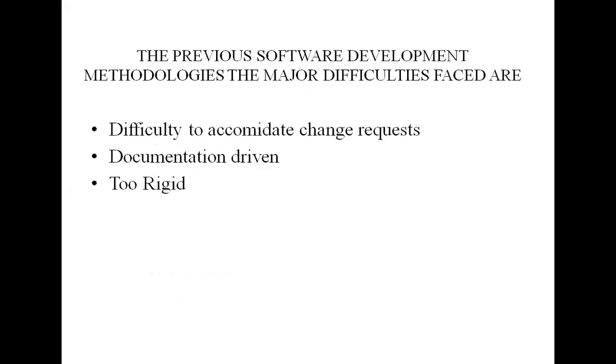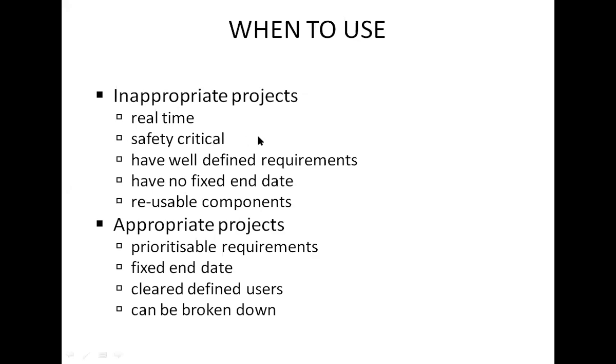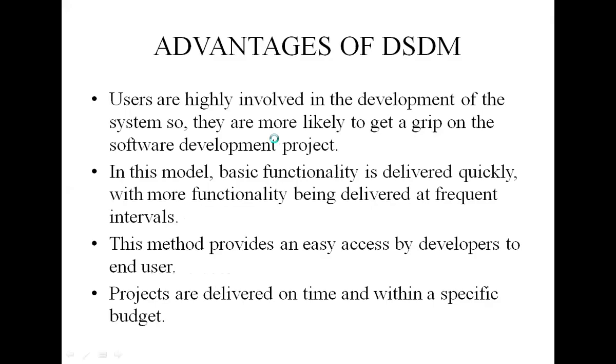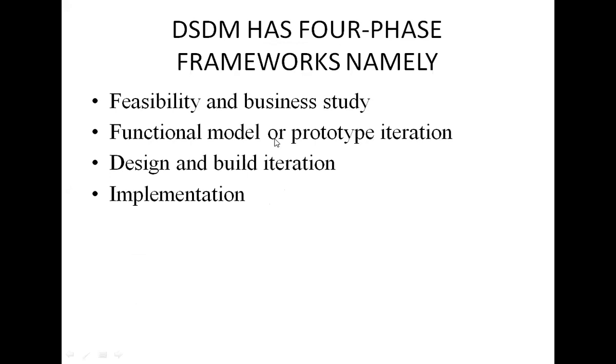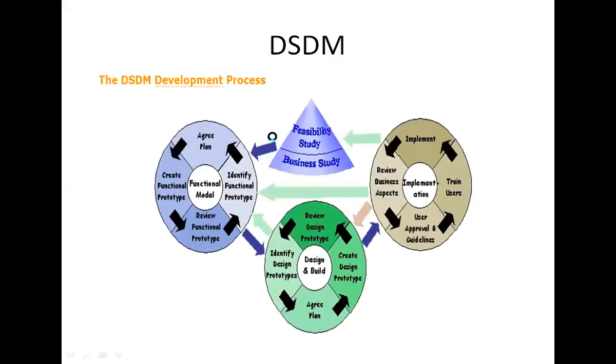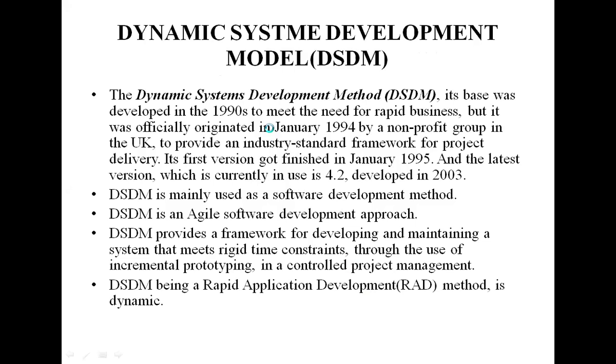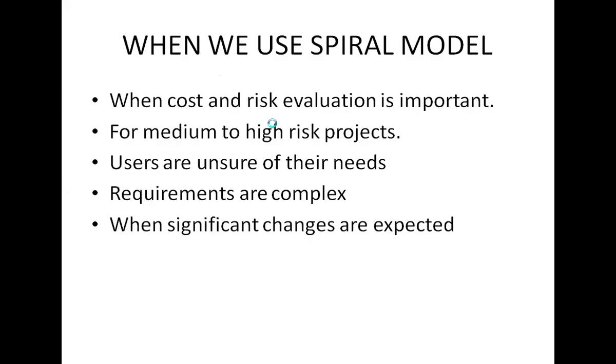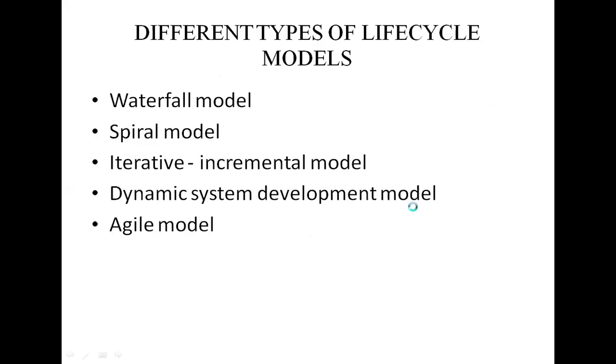So this is all about the dynamic system development model. So far we have covered the waterfall model, spiral model, iterative incremental model, and dynamic system model, which is one of the methodologies in the agile model. Does everybody understand all these four models?